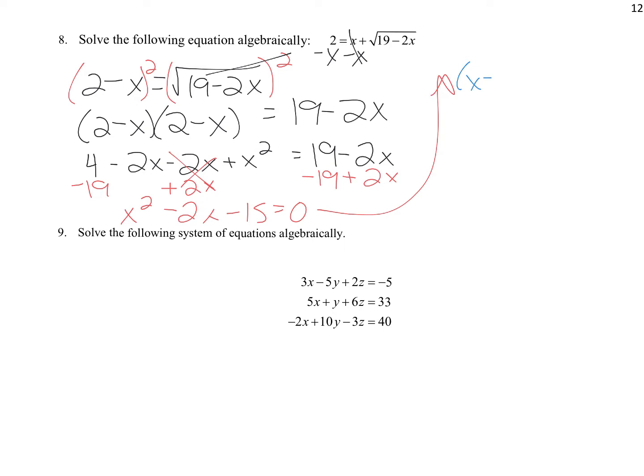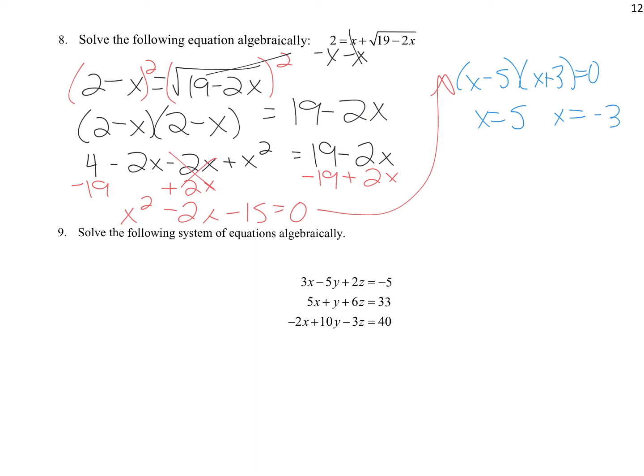That's going to give me x minus 5 and x plus 3 equals 0, giving me answers of 5. And I wrote the wrong symbol there, so I'll erase that. And negative 3. So remember, I want to check both of those.